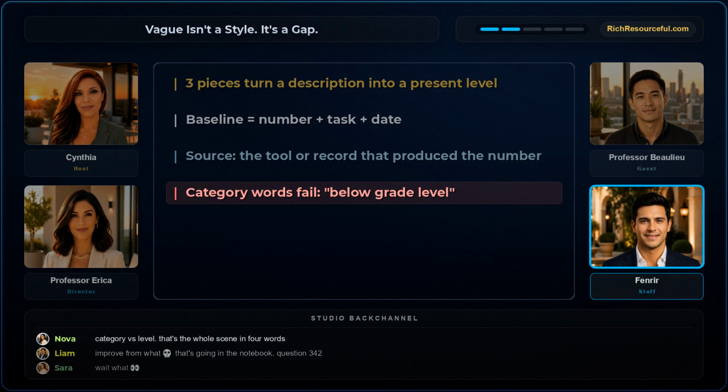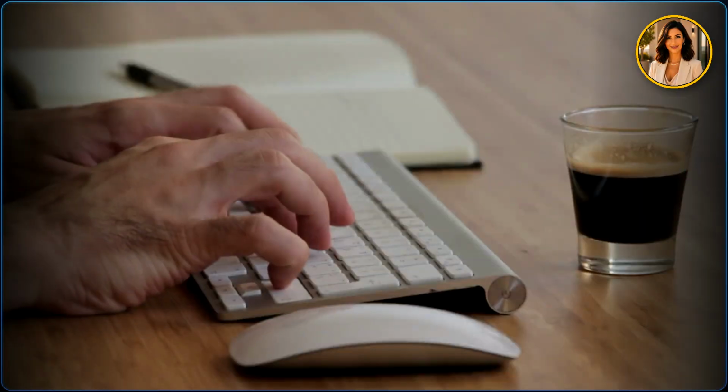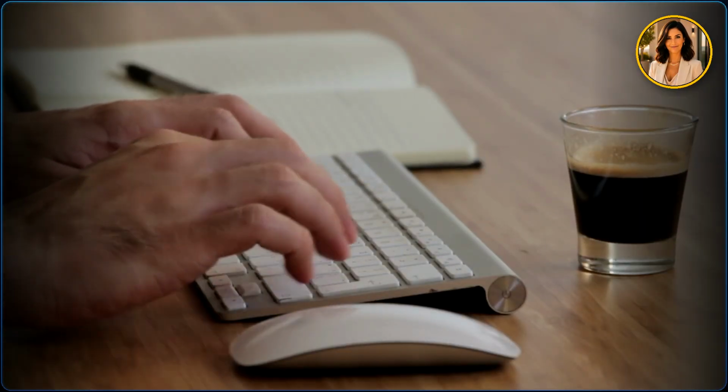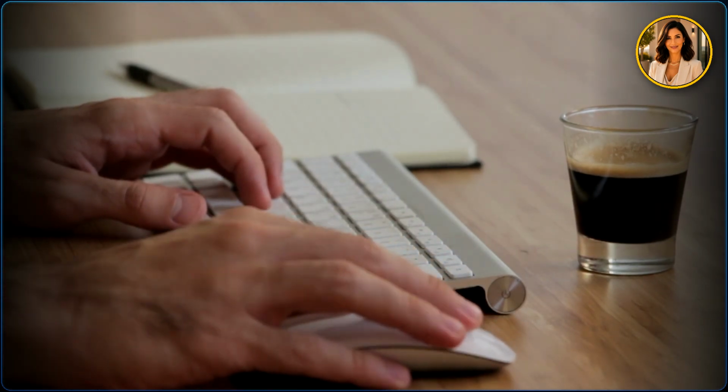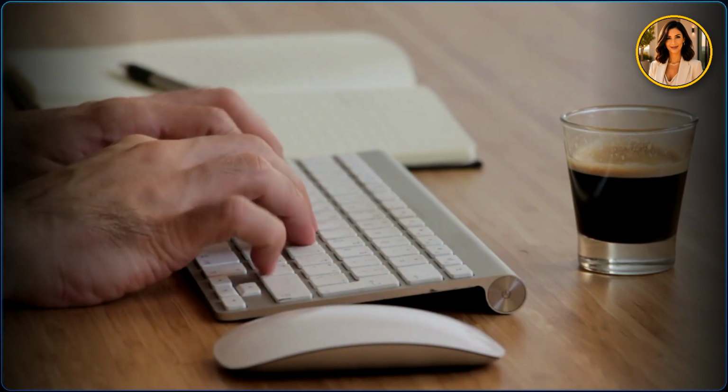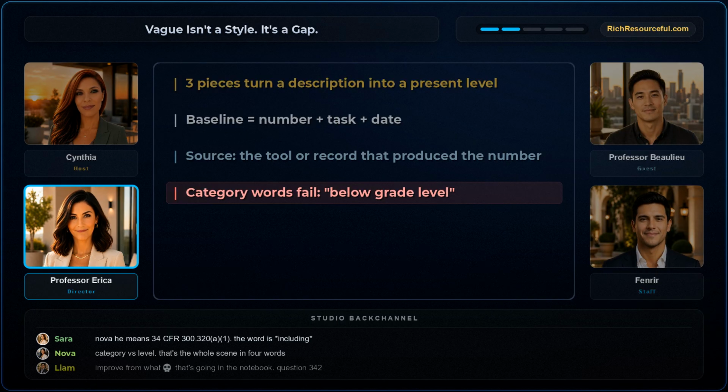One question first. I know this cold, but you're putting it on a form, so don't take my word. Pull the section. It's the A1 clause. Read the word including. Including how the child's disability affects involvement and progress in the general education curriculum. Including. That makes the effect clause part of the requirement.